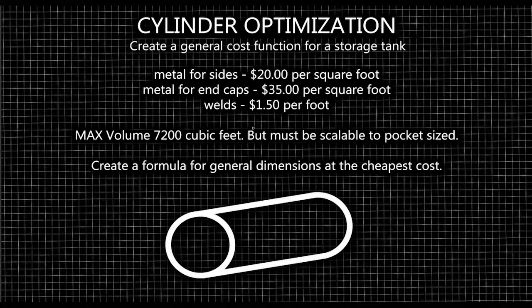They give these here, so the sides are going to be 20 per square foot, the caps are 35 per square foot, and the welds are $1.50 per square foot. So with this, we should have enough information to create a cost function.